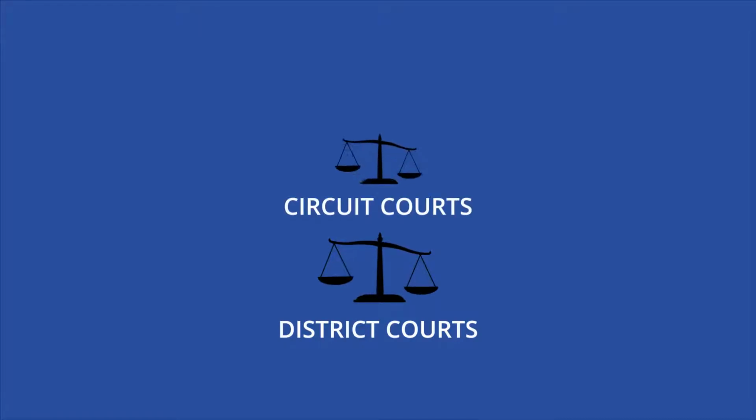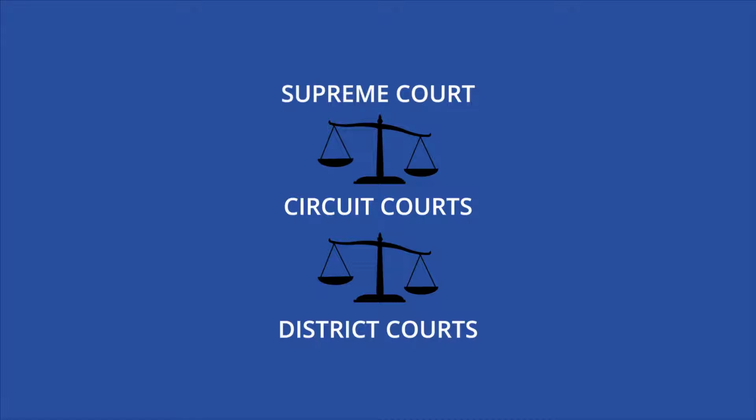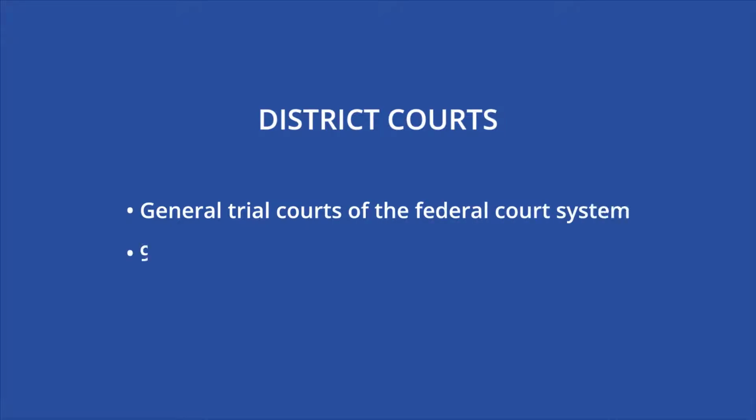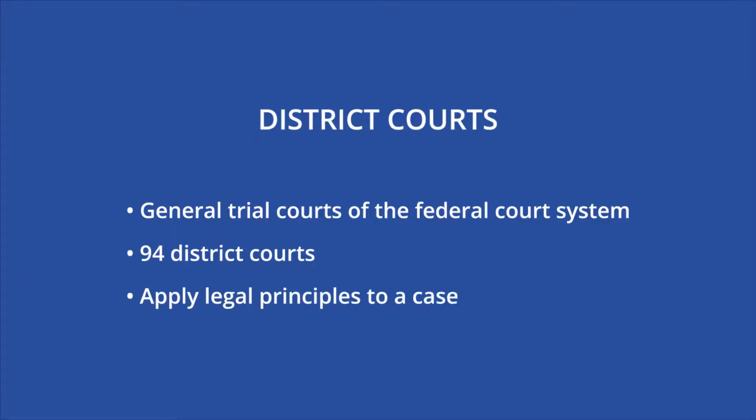The federal court system is divided into three main levels: district or trial courts, circuit courts, and the Supreme Court. Usually, a federal case is first heard in a district court. District courts are the general trial courts of the federal court system. There are 94 district courts in the U.S., and they try both civil and criminal cases. They are responsible for applying legal principles to a case to decide which side of the case is correct.